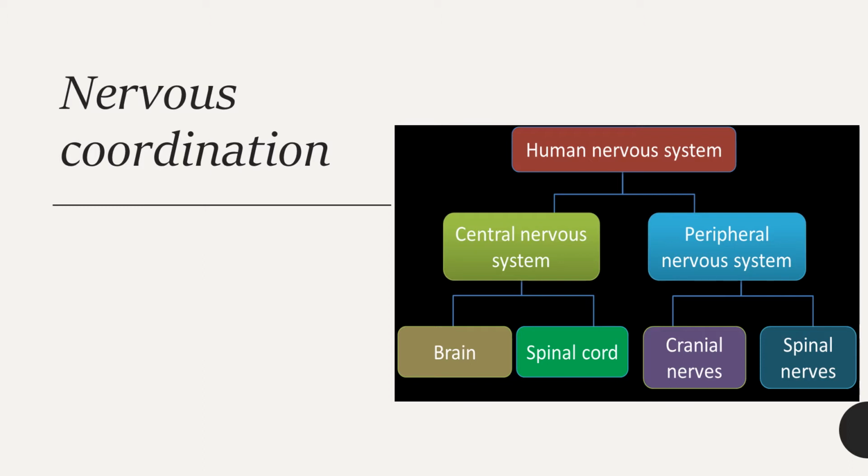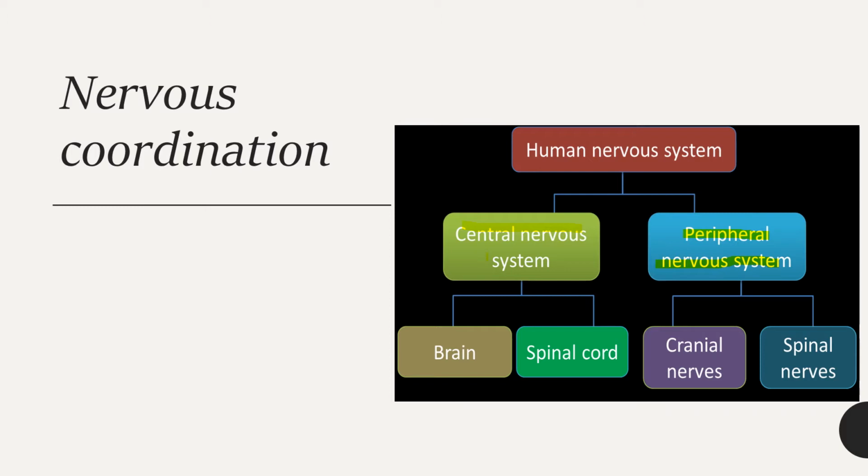The nervous system is composed of two main systems. The first one is the central nervous system, and the second one is the peripheral nervous system. These are the two main types of nervous systems we find in our body. In Sinhala, the central nervous system means madhya snayu paddhatiya, and the peripheral nervous system means paryanta snayu paddhatiya.